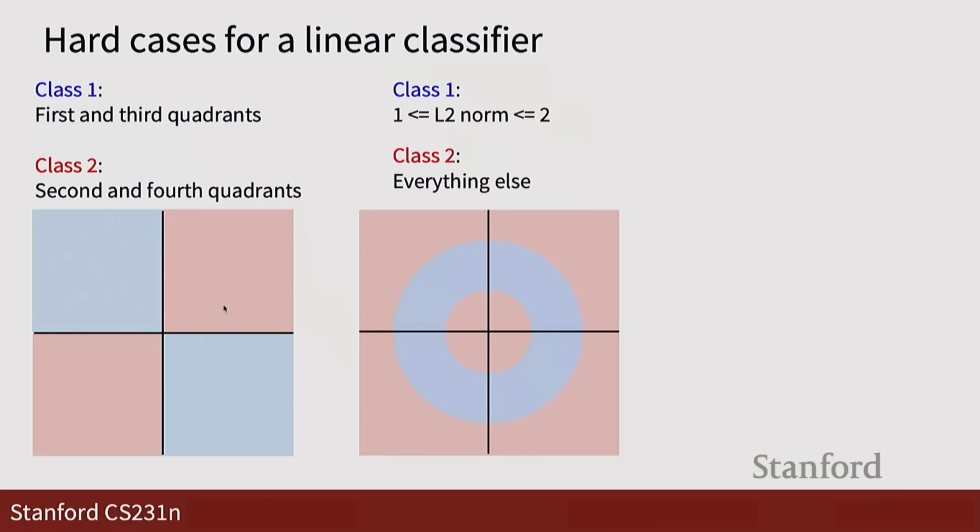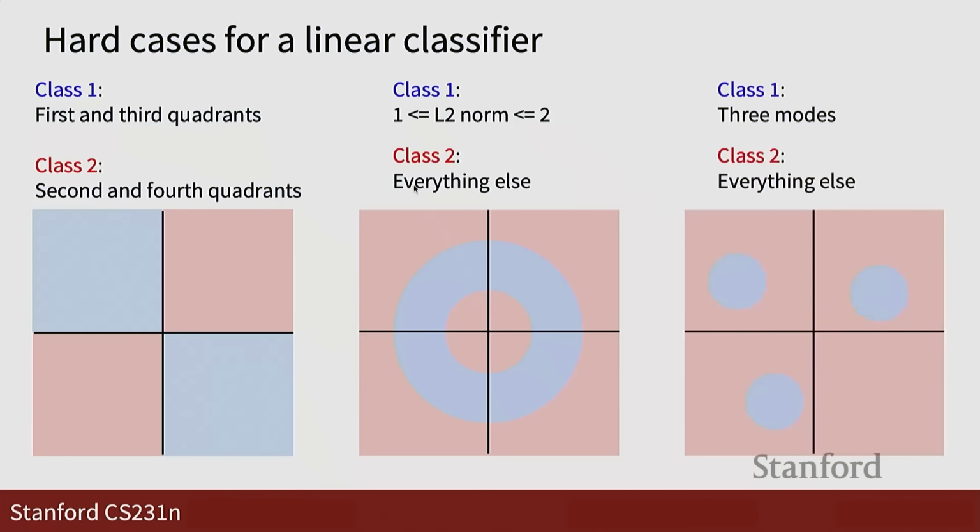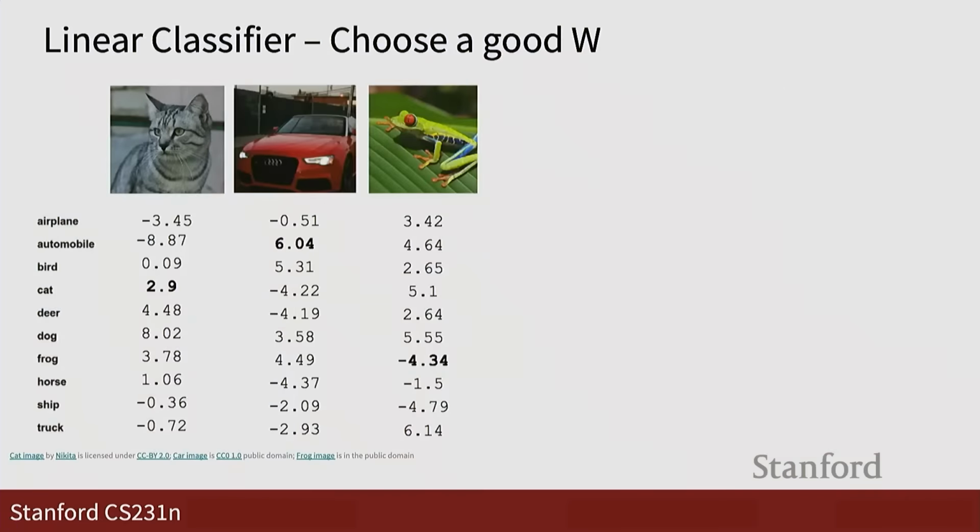Another example is if we have this type of separation between class 1 and class 2, where the distance from the origin being between 1 and 2 is class 1 and everything else is class 2. Similarly, if there are 3 modes, 3 areas in the space that are one class and the second class is everything else. In all of these cases, it's very hard to do the separation.